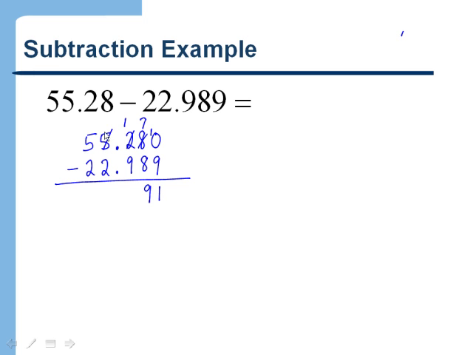And now I've got to borrow again, so 4, that becomes 11. 9 from 11 is 2. And then 2 from 4 is 2, and 2 from 5 is 3. And so the answer would be 32.291.